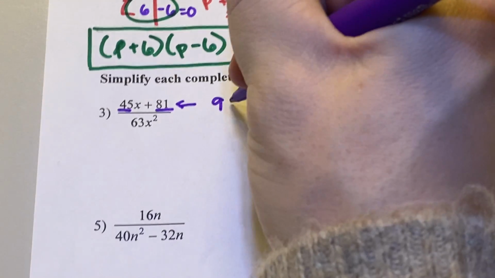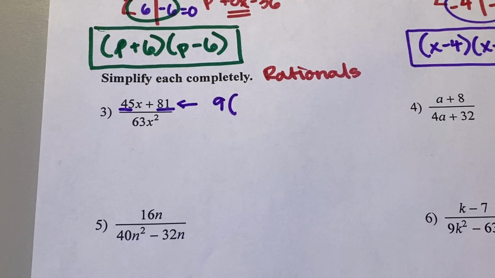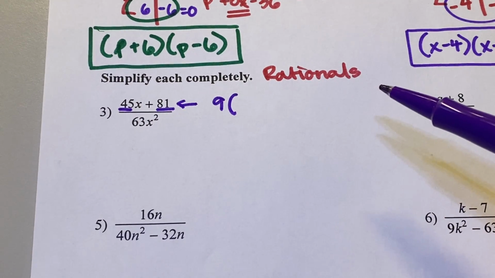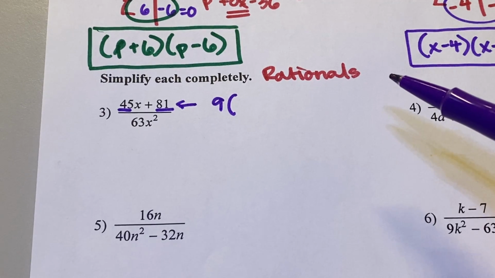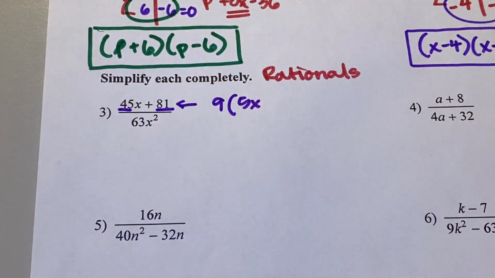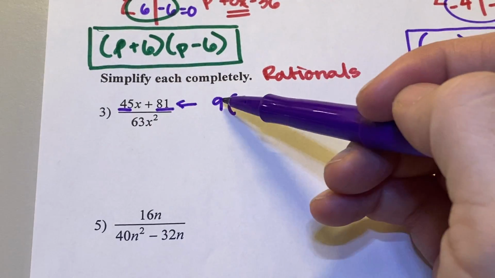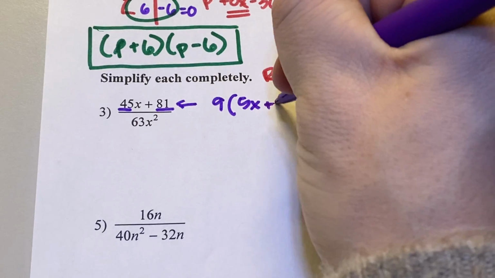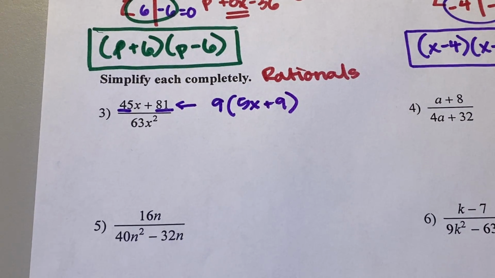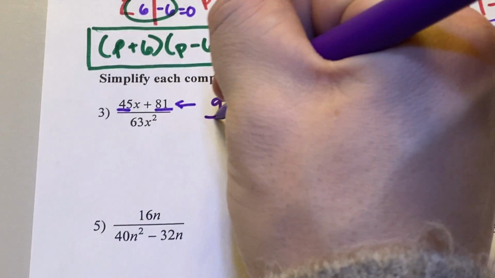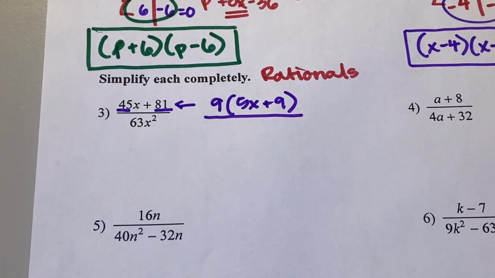Well, factoring is division. That means 45 divided by 9 is what? 5. So that leaves me with a 5x for my first term. What's 81 divided by 9? 9. Great job. Okay, numerator is factored. Boom. That's all we had to do because they had something in common. Let's go ahead and factor the denominator.